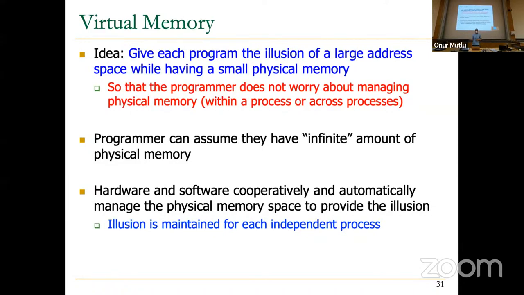Okay, so basically, this illusion of infinite address space is maintained for each independent process. I say infinite because it's for all practical purposes infinite, right? 2 to the 64. If your virtual memory address space is 64 bits and addressability is 8 bytes, it's 16 exabytes, as I said, right?